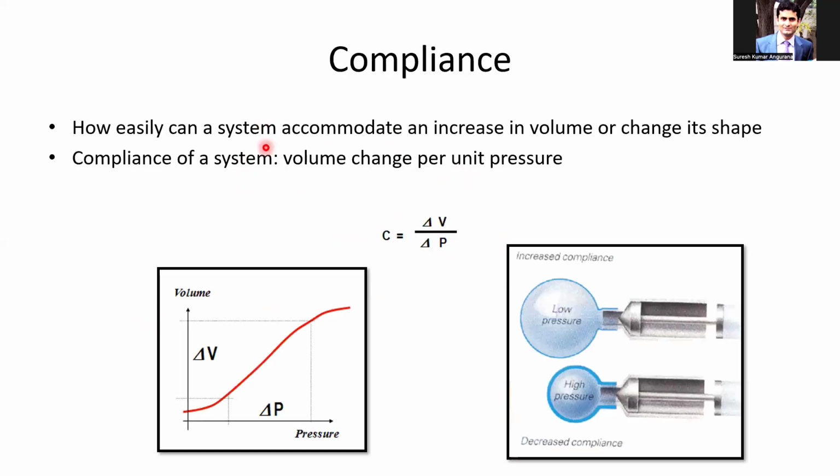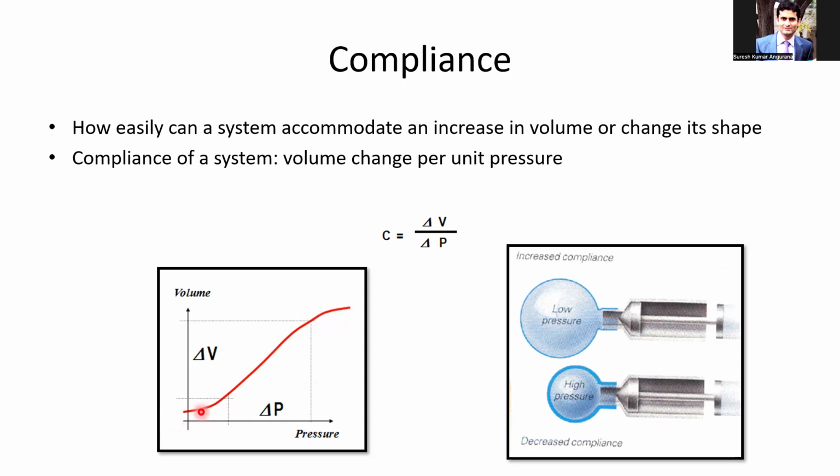What is compliance? Compliance is basically the change in volume per unit change in pressure. So compliance is delta V by delta P, and it indicates how easily a system can accommodate an increase in volume or change in its shape. We can get some idea about compliance if we see the pressure volume loop of the ventilator graphic. So this is the inspiratory limb of the pressure volume loop.